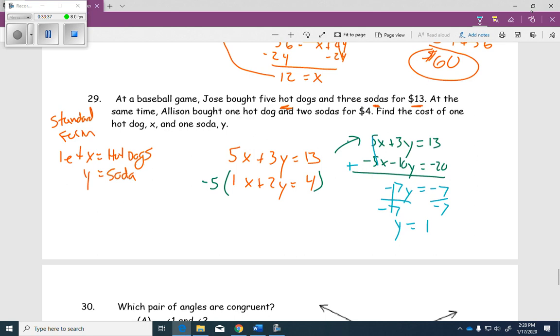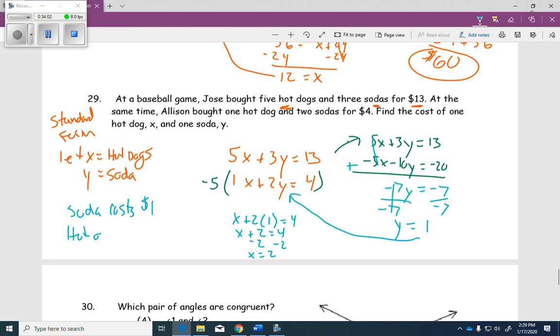We want the cost. So y is a soda. So I know that soda costs $1. I'll plug this into the bottom equation. So I now found out that a hot dog costs $2.